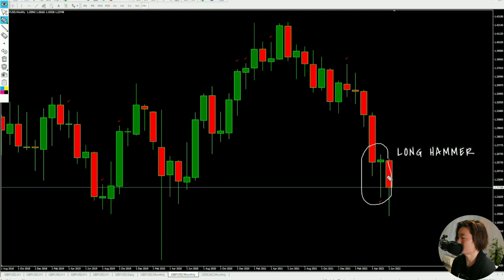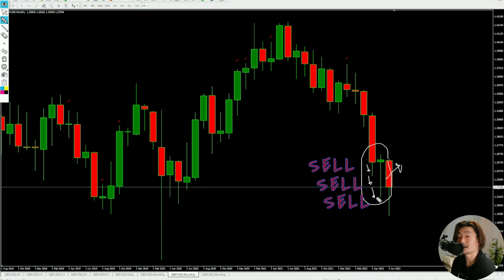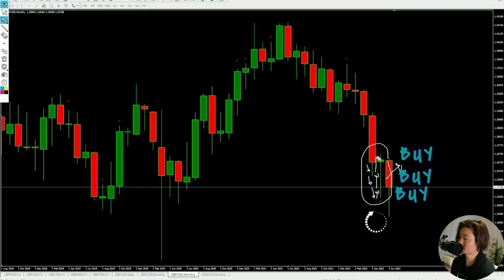We got a nice hammer that shows future long strength, showing that during the month of May right here, all those sellers were able to push price all the way down to these levels. But by the end of May, the buyers were able to overwhelm those sellers and bring price right back up to these levels right here. Again, showing future long strength in the next move.